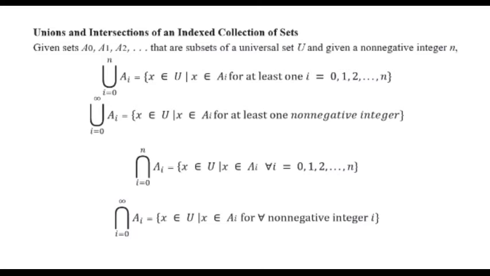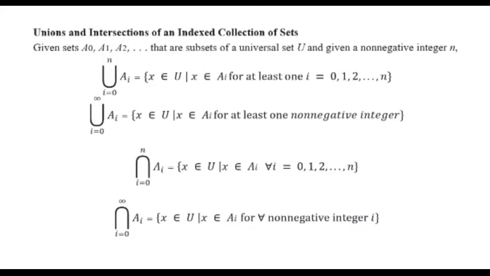And the second notation is this one. We say the union of A sub I for I from 0 to infinity. This is the symbol that we use for infinity. This is equal to the set of all the x's belonging to U, the universal set, such that x belongs to A sub I for at least one non-negative integer I. So this I is a non-negative integer, and we have to have at least one non-negative integer like I, such that x belongs to A sub I.